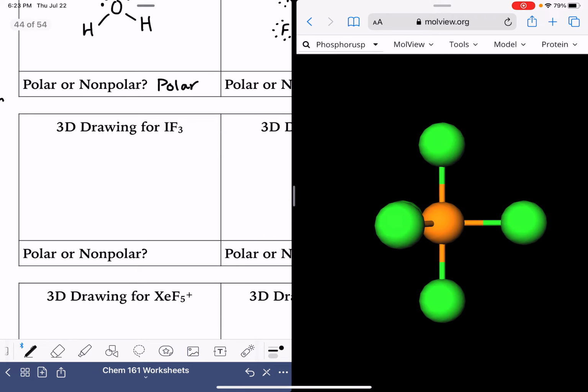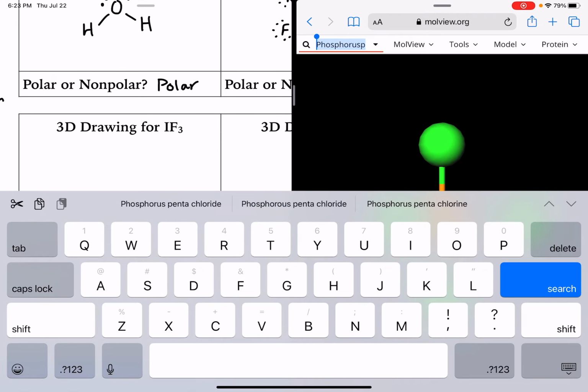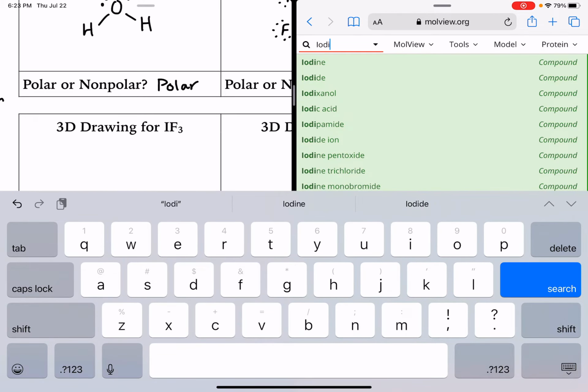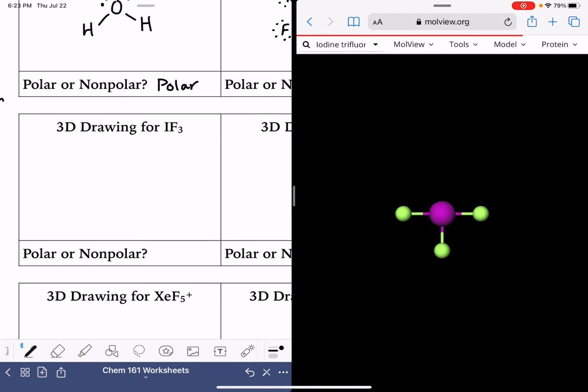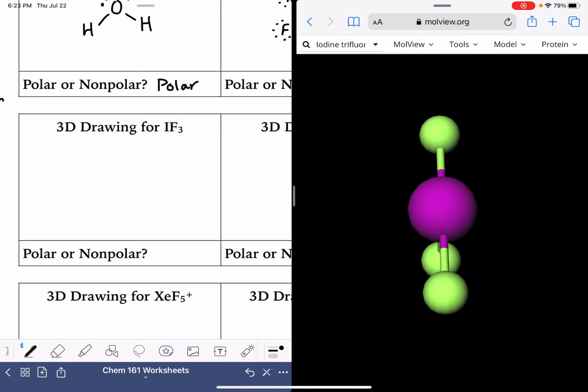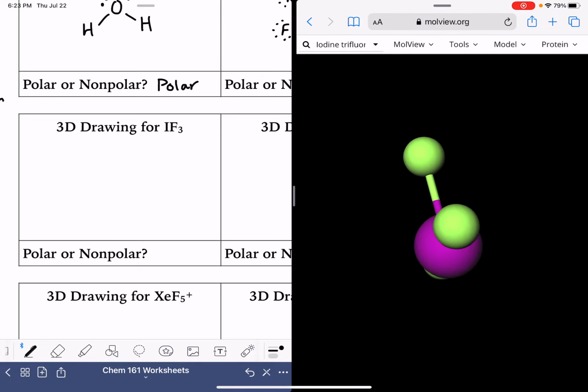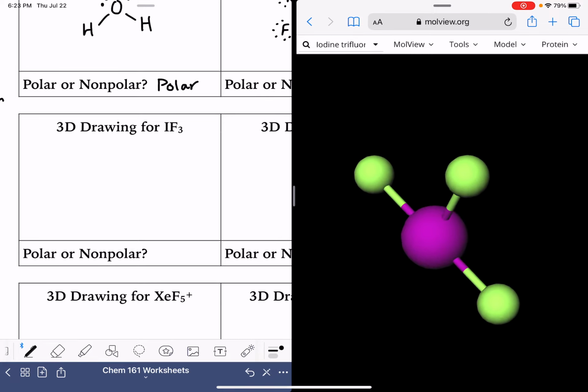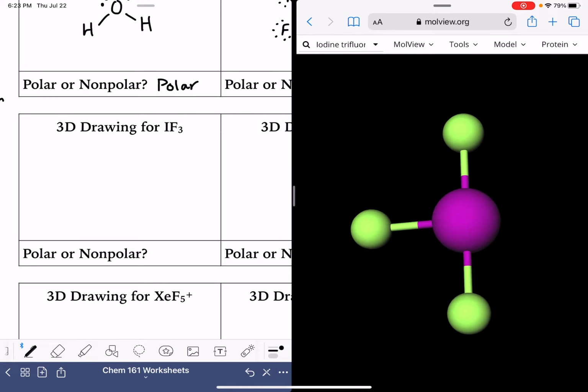Next, we have IF3-, that is iodine trifluoride. And here is what that molecule looks like. If I angle this just right, you can see that all 4 of these atoms are all in the same plane. Let's draw it like this from this perspective.